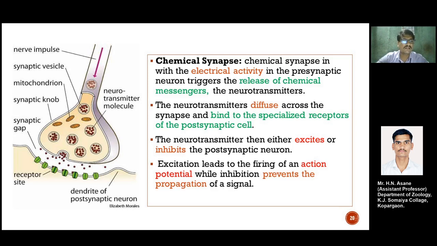You can see on the dendrite of a postsynaptic neuron the receptor sites, which are specialized receptors for these particular molecules that are going to be released by means of these vesicles. The neurotransmitter diffuses across the synapse and binds to the specialized receptors of this postsynaptic cell. The neurotransmitter then either excites or inhibits.